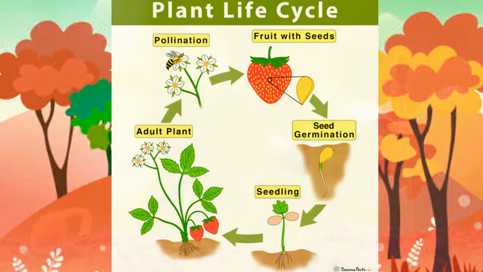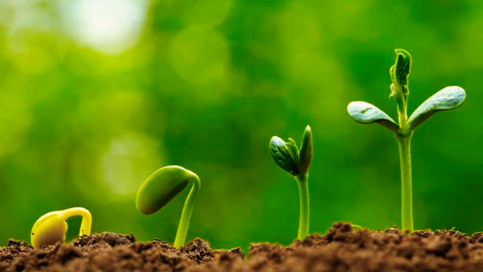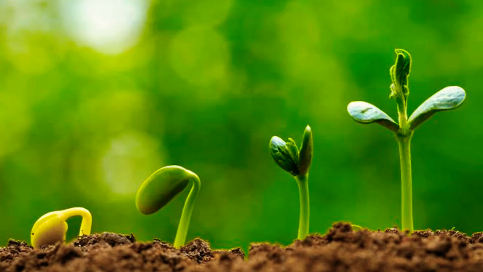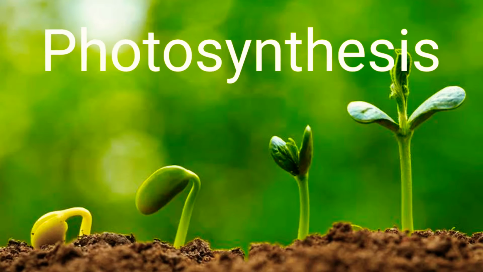The next step is seedling, a very young plant that grows after germination. It starts growing towards the sunlight. Plants need sunlight, nutrients, water, and air to survive and grow. Photosynthesis helps the seedling grow into a mature plant.